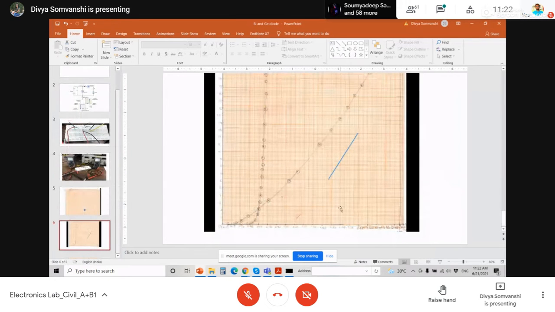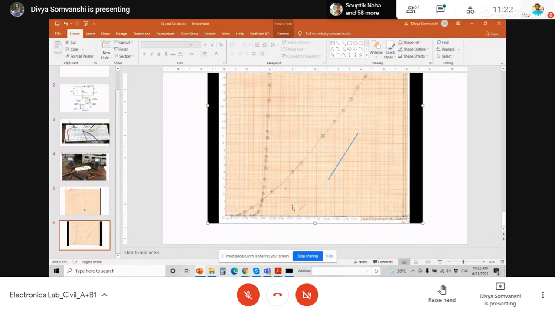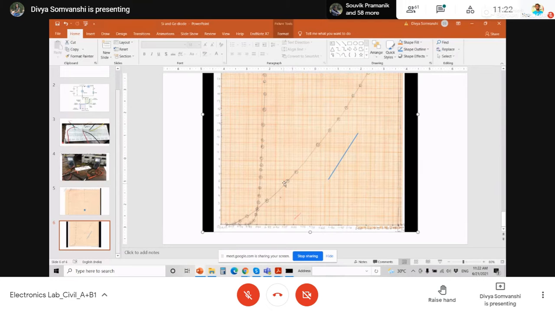Okay, so this is your experimental data. Some students have plotted I versus V. You can see this plot is for the germanium diode, and this plot is for the silicon diode. So you have two plots for different diodes, and now you can draw your tangent. For the silicon diode, I am going to draw my tangent something like that.